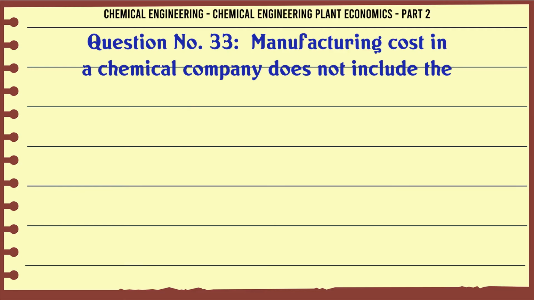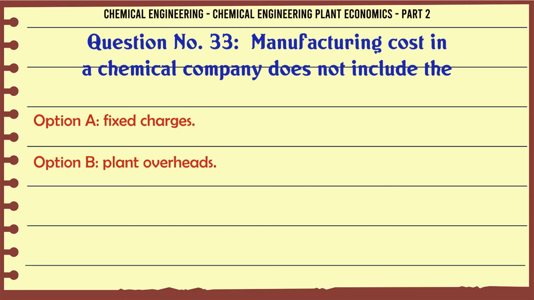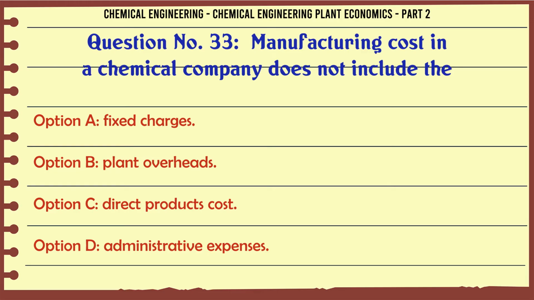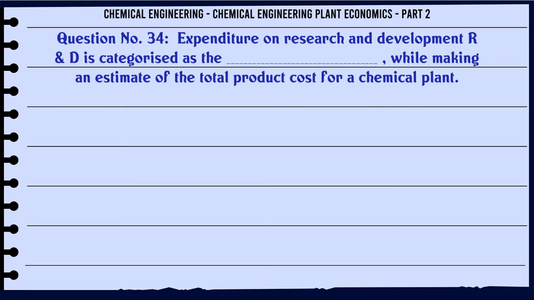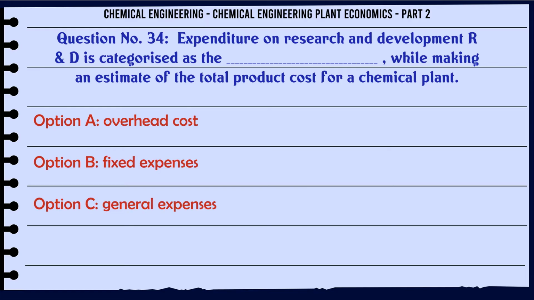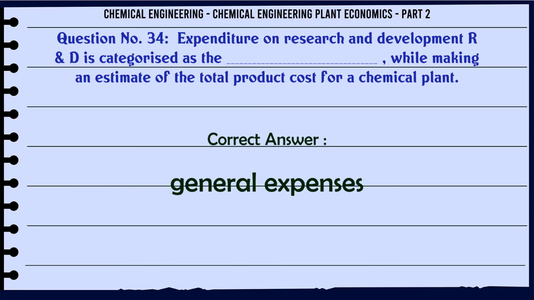Manufacturing cost in a chemical company does not include the A. Fixed charges. B. Plant overheads. C. Direct products cost. D. Administrative expenses. The correct answer is administrative expenses. Expenditure on research and development (R&D) is categorized as the while making an estimate of the total product cost for a chemical plant. A. Overhead cost. B. Fixed expenses. C. General expenses. D. Direct production cost. The correct answer is general expenses.